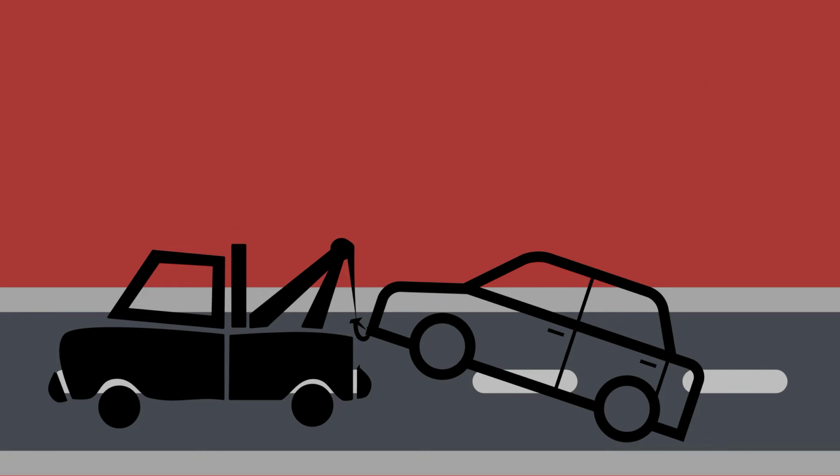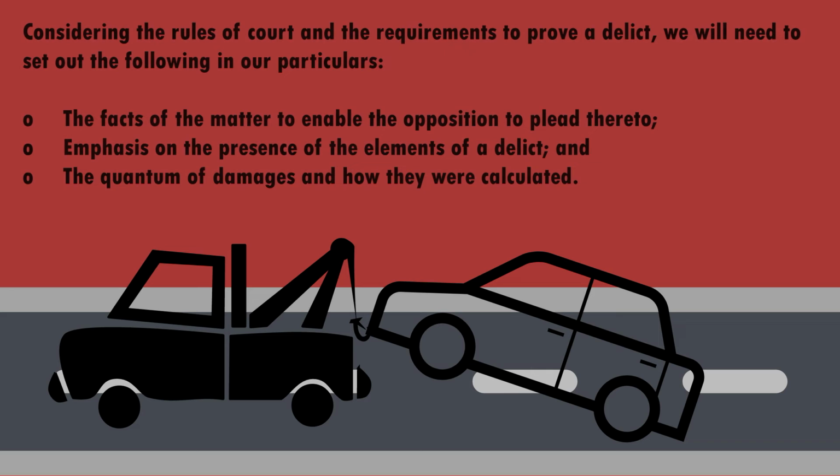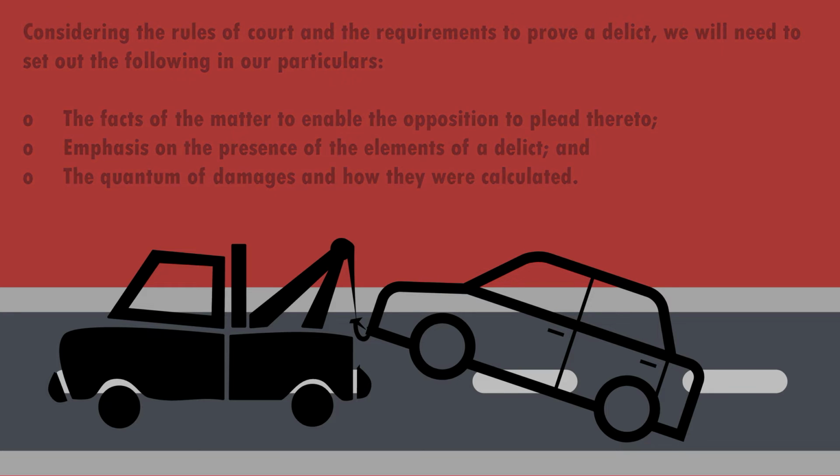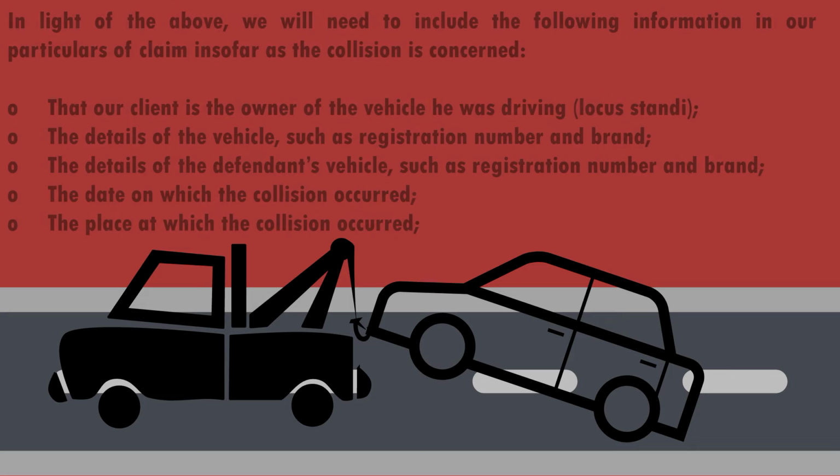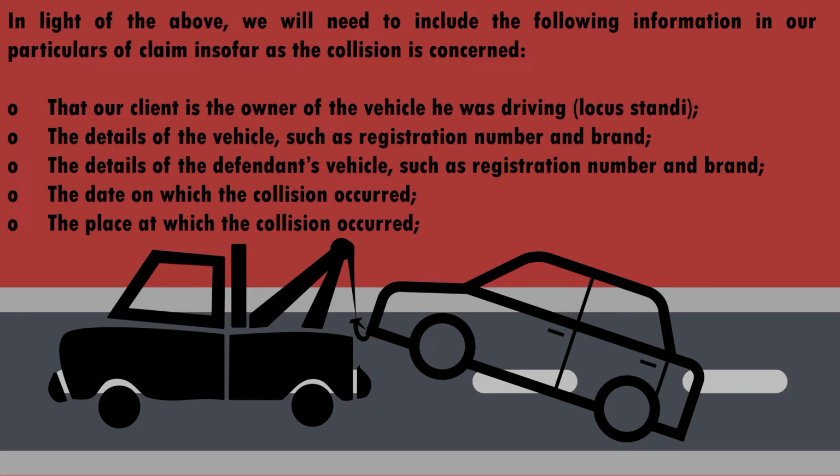Considering the rules of court and the requirements to prove a delict, we will need to set out the following in our particulars: the facts of the matter to enable the opposition to plead thereto, emphasis on the presence of the elements of a delict, and the quantum of damages and how they were calculated. In light of the above, we'll need to include the following information in our particulars of claim insofar as the collision is concerned: that our client is the owner of the vehicle he was driving. This gives us locus standi.